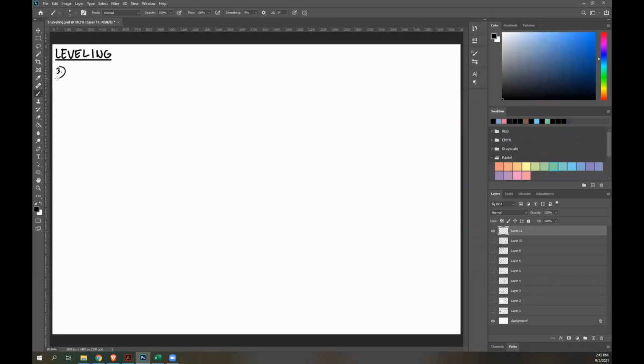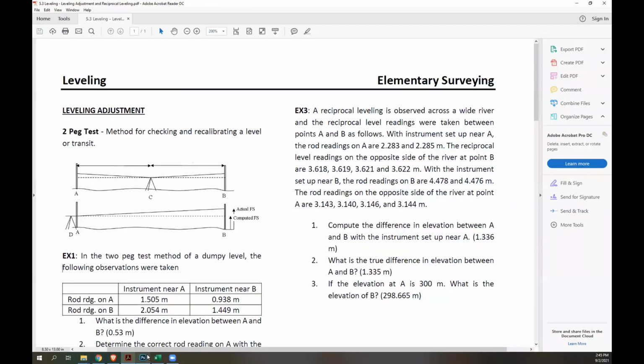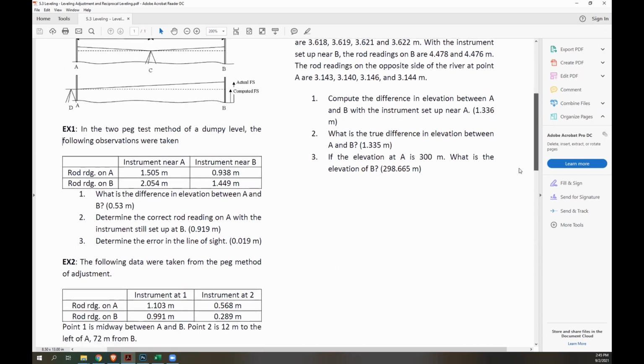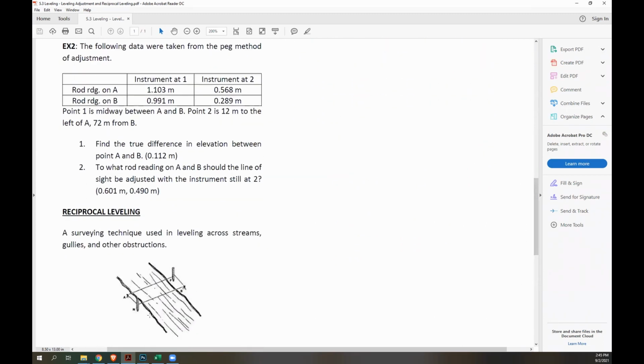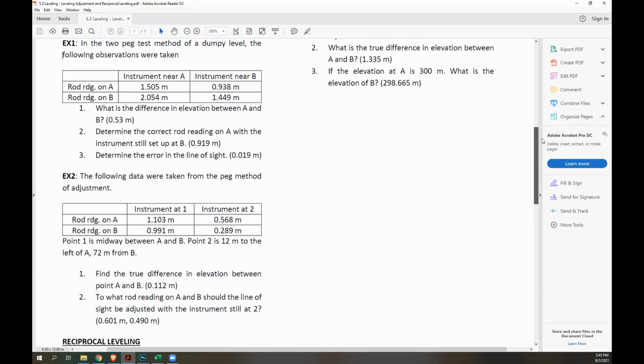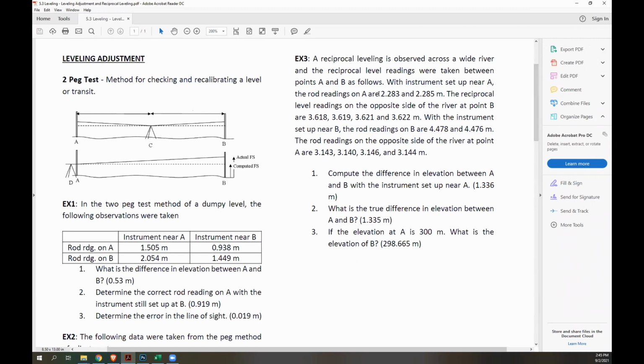Number 3, a reciprocal leveling is observed across a wide river, and the reciprocal level readings were taken between points A and B as follows. So you can imagine the situation is similar to this, your A and B. So these are your readings. With instrument near A, the rod readings on A are the following.